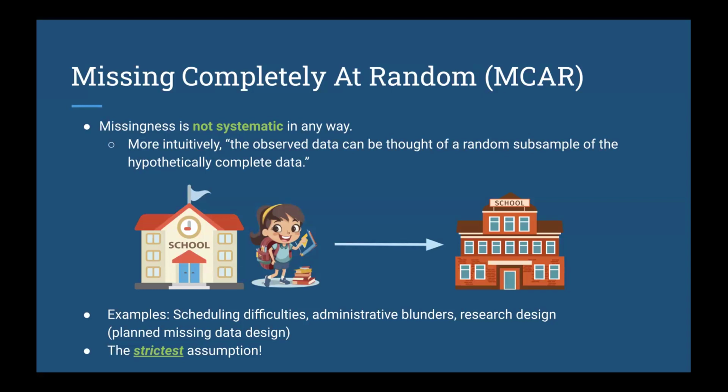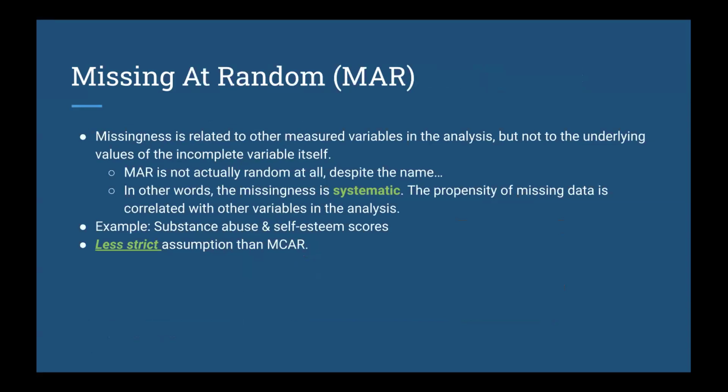Also, if anyone has questions as I move along, please feel free to interrupt me. Missing at random is where missingness is related to other measured variables in the analysis, but not to the underlying values of the incomplete variable itself. The name here is a little bit misleading because missing at random actually doesn't imply randomness at all. In other words, missingness is systematic. It means that the likelihood that your data is missing is probably related to some other variable in your analysis, and that implies a correlation between the missing data and the other variables.